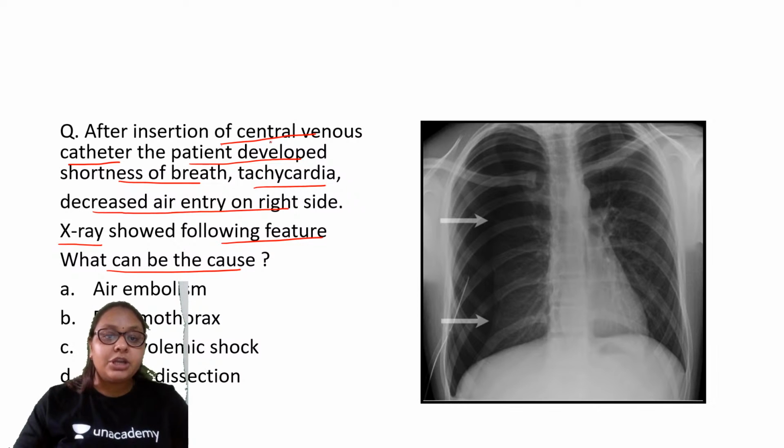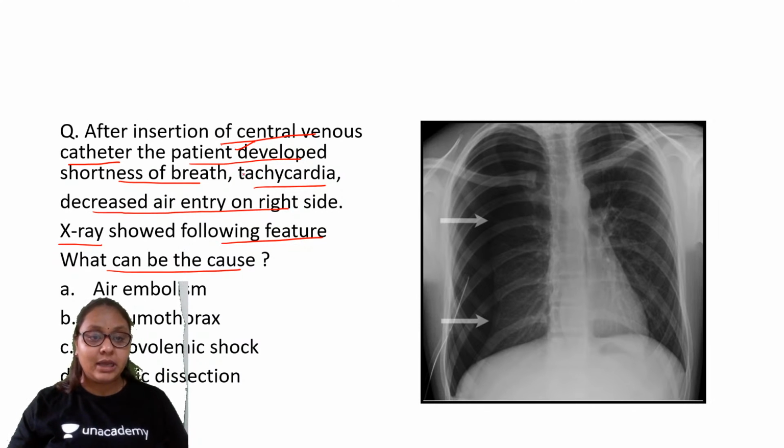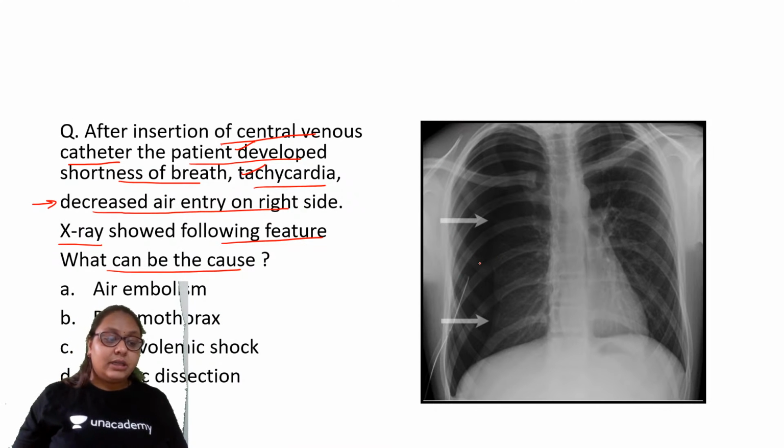तो एक पेशेंट में सेंट्रल वीनस कैथेटर डाला. After insertion, the patient developed shortness of breath, tachycardia, and on auscultation we found that there is decreased air entry on the right side. The X-ray showed the following features. What can be the cause for this? A. Air embolism, B. Pneumothorax, C. Hypovolemic shock, or D. Aortic dissection.